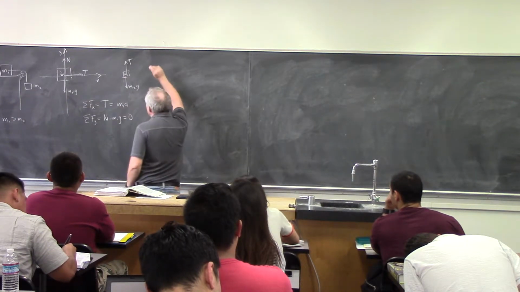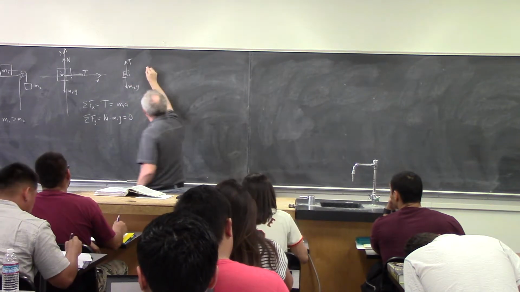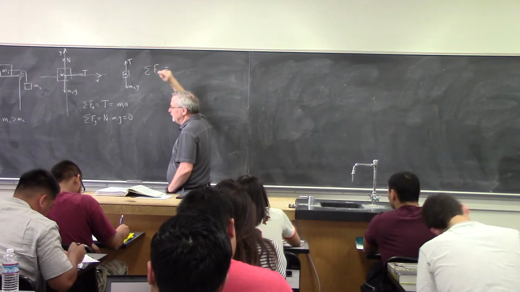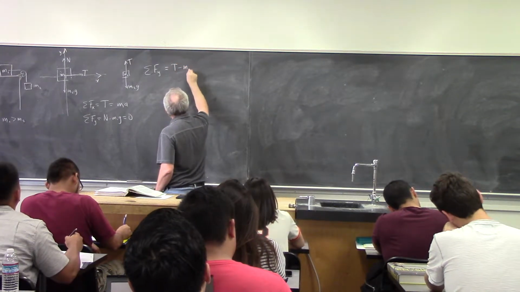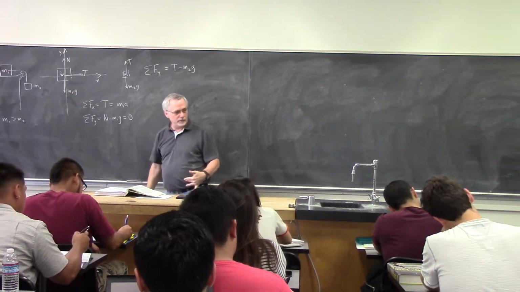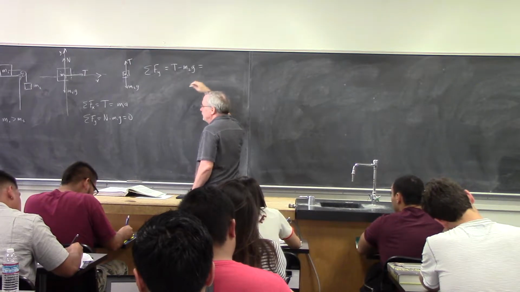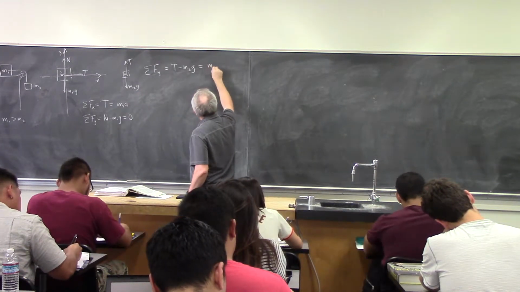Help me write through here. Do I need to worry about summing x? No, there are no x forces, so I immediately go to the sum of the y forces. And what are they? T minus M2G. How did I know to write it that way? Because T was up, therefore positive. M2G is down, therefore negative. And this should equal what? By Newton's second law, it should equal M2A, right? Am I done?